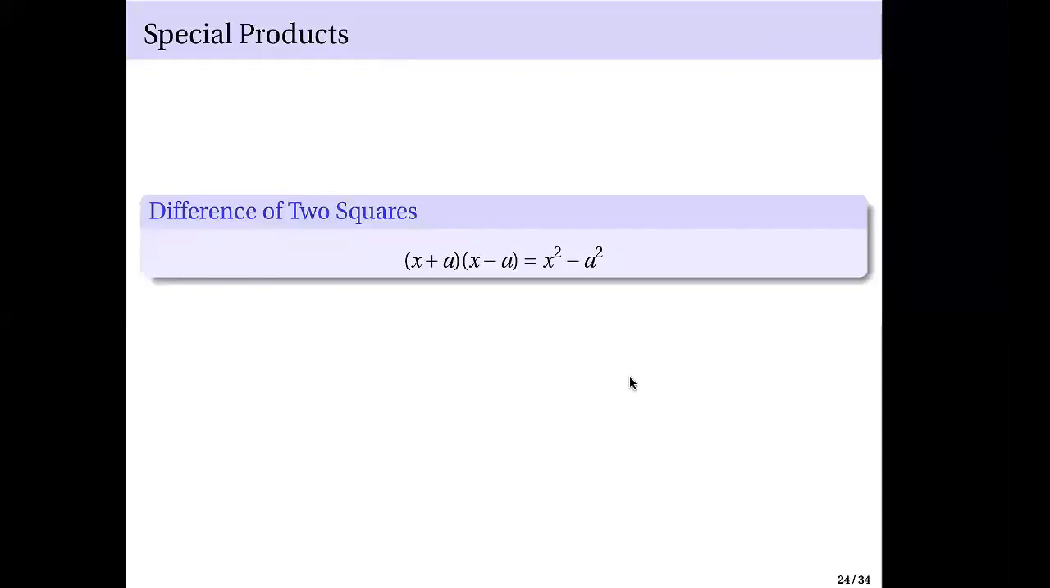So another special product, this is difference of two squares. So you have x plus a, x minus a. If you multiply x plus a times x minus a, this is simply x squared minus a squared. One is plus, the other is minus. You multiply them. All you have to do is get the square of the first term, so x squared, and then minus square of the second term, so a squared.